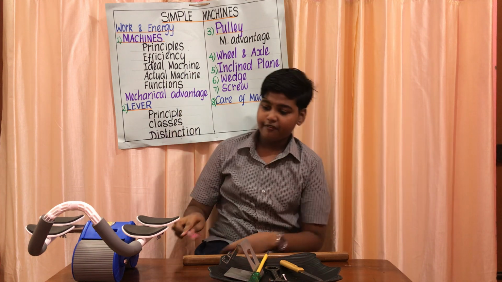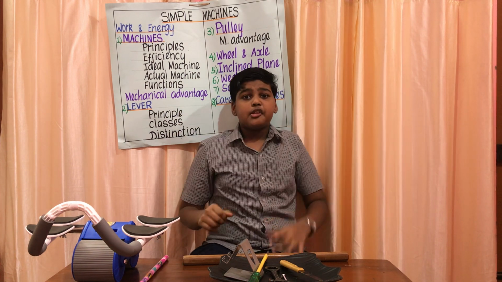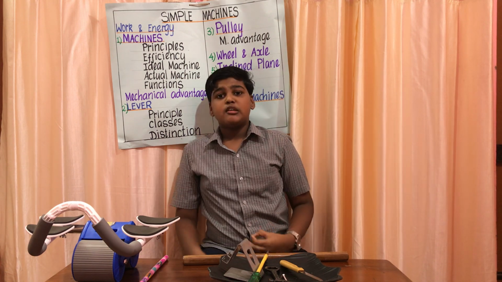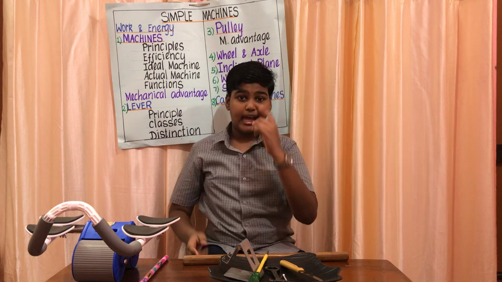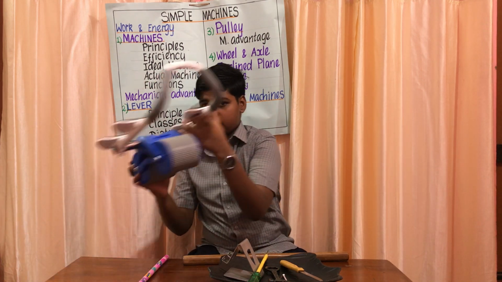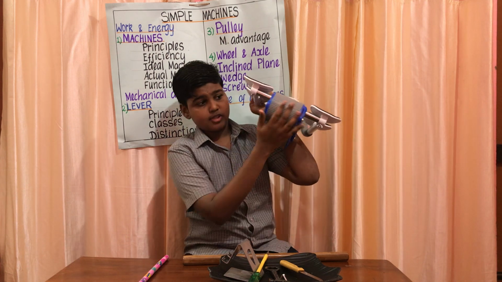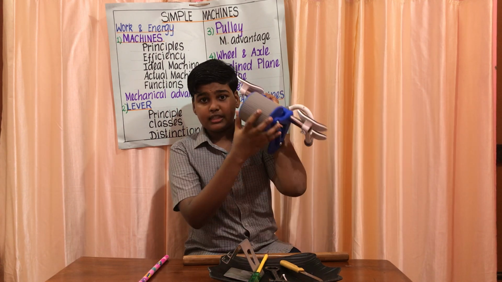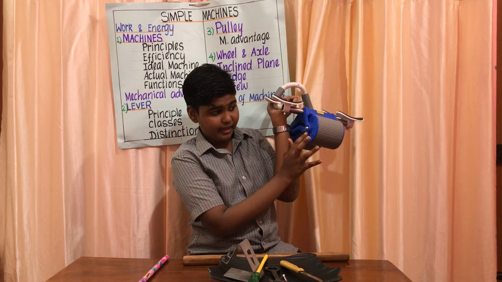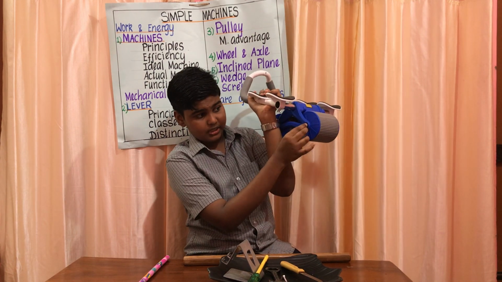The next is wheel and axle. It is also a simple machine with a wheel and an axle. A wheel is a circular object which can turn around on its own axis. So here we'll use this, okay? This is a wheel, right? In a wheel and axle, there will be either one wheel. Here there is only one wheel and there is an axle at the center. This is called the axle.